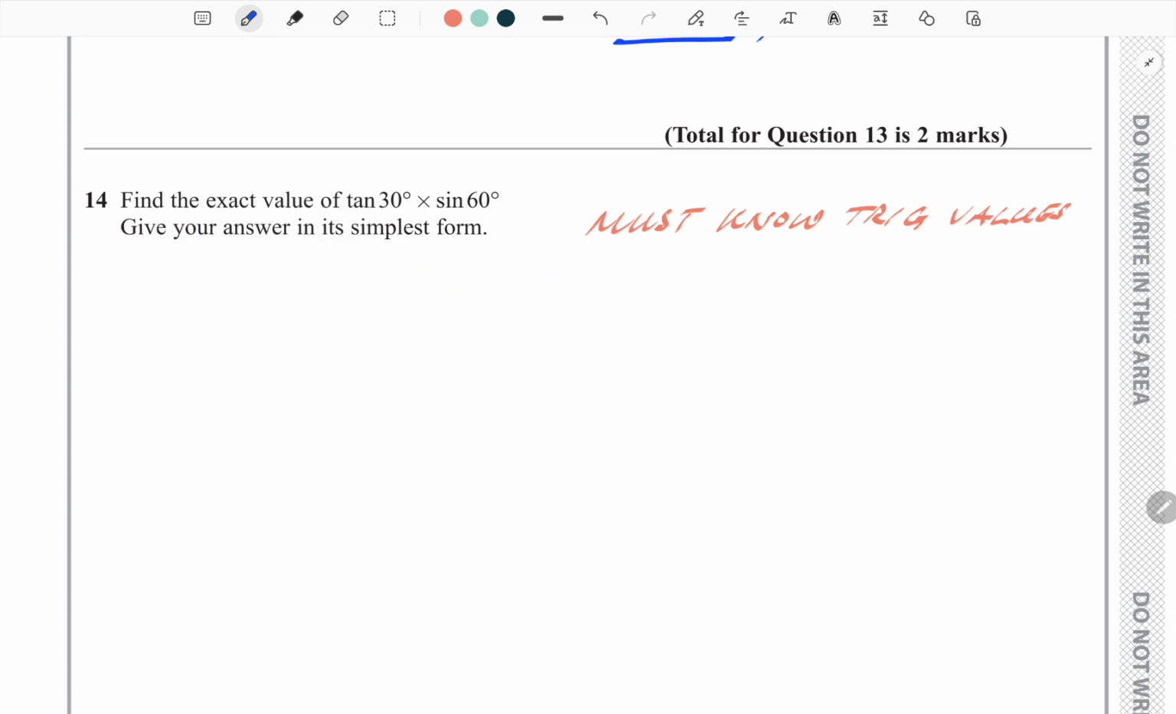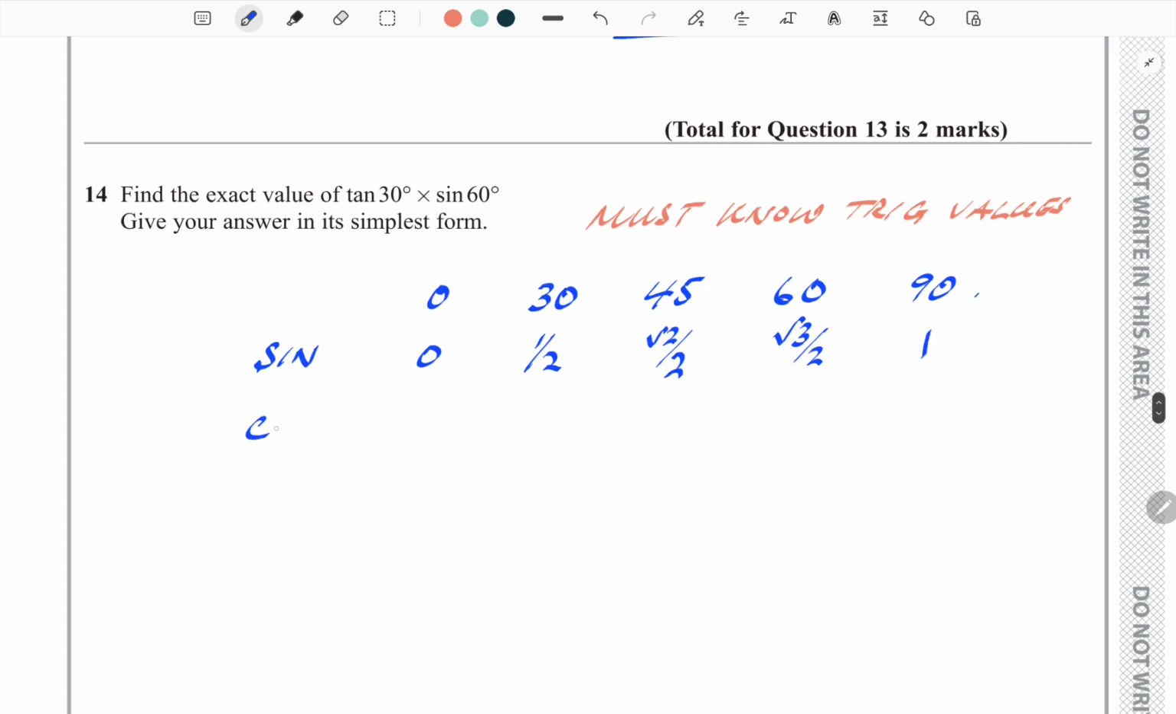So the principal values that you're expected to know are for 0, 30, 45, 60, and 90. So sine values, 0 is 0. For 30 degrees, it's half. For 45, I better do it the proper way, apparently, root 2 over 2. 60 is root 3 over 2. And 90 is 1.